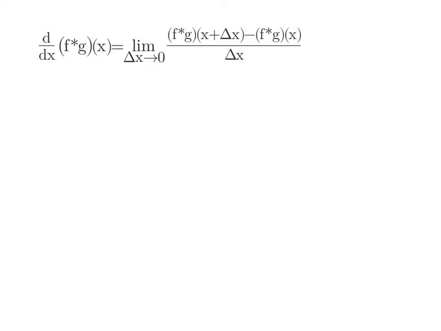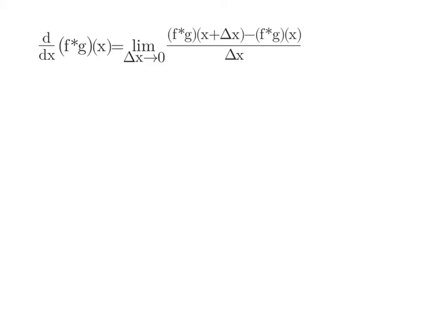We're starting to develop a list of rules for derivatives, and right now I want to look at what's called the product rule. With the product rule, we're trying to find the derivative of the product of two functions, so the derivative of f times g of x. So we start with our definition of the derivative, that limit as delta x approaches 0 of f times g of x plus delta x minus f times g of x all over delta x.